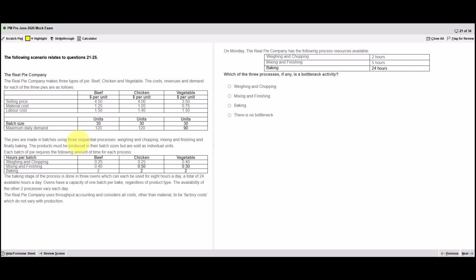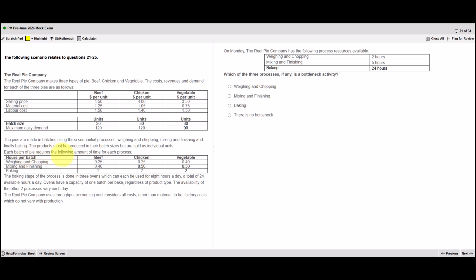Pies are made in batches using 3 sequential processes: weighing and chopping here, mixing and finishing in the middle row, and baking the bottom row. Products must be produced in their batch sizes, but are sold as individual units. We're probably told that for a reason, so keep that in mind.